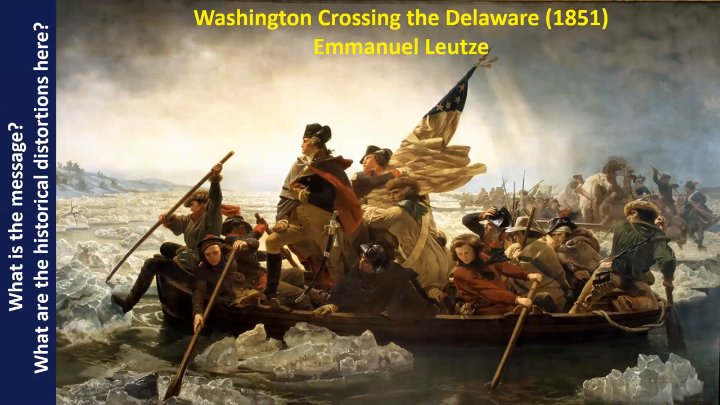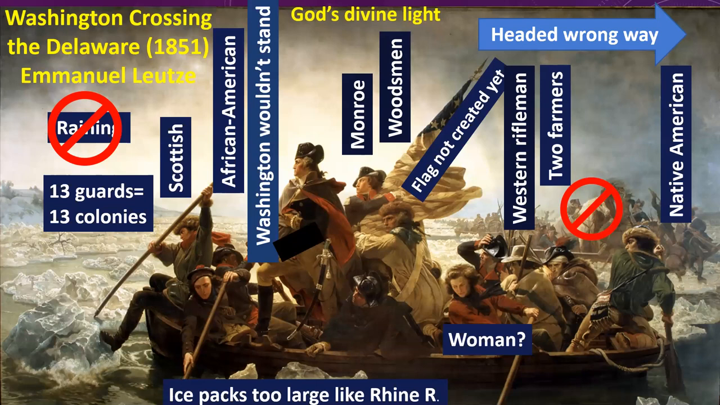So here is Washington crossing the Delaware from 1851, by a German American, Emanuel Leutze. If you really look at it, it's kind of ridiculous. First off, the direction that we're headed, we're going the wrong way. The flag was not created yet. There's 13 people in that tiny little boat, which is remarkable because that represents the 13 colonies. Even more amazing, if you look at their costumes, none of them are the same. They represent one person from each of the colonies. So this is complete BS.